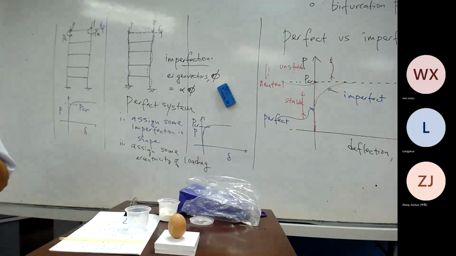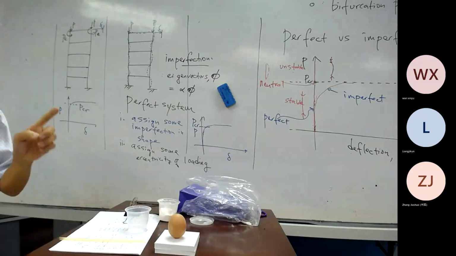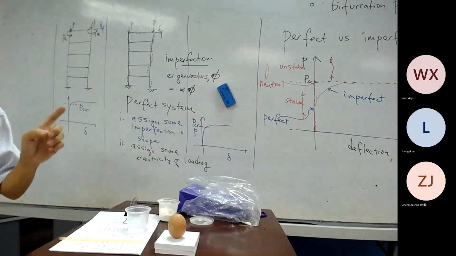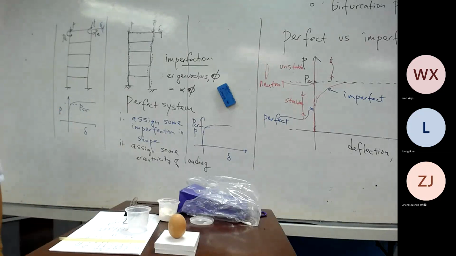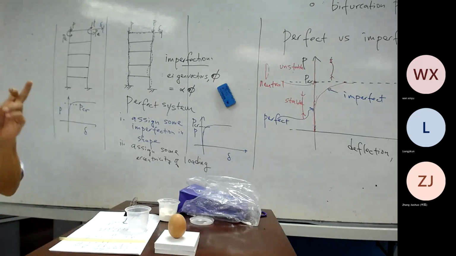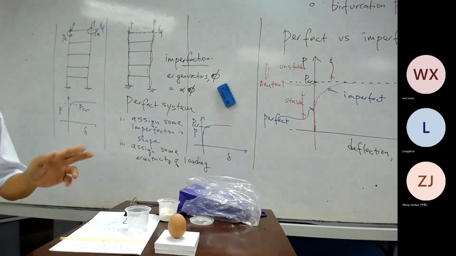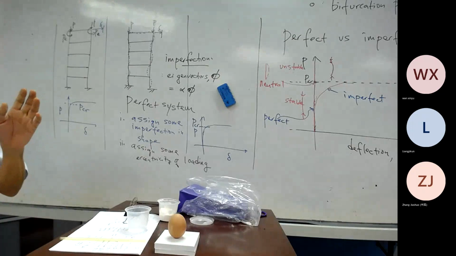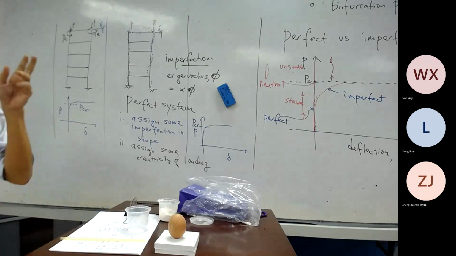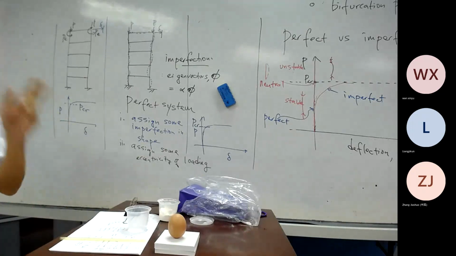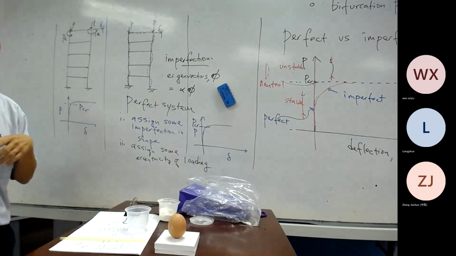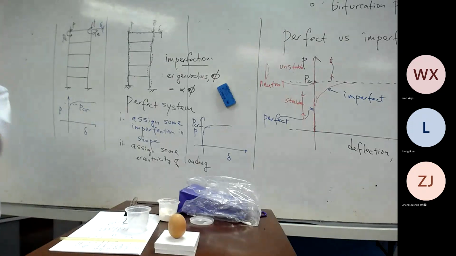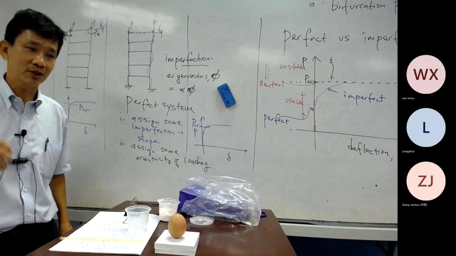Now, is this unstable or neutral? This is in equilibrium. So the state here is neutral or unstable? Unstable, okay. Neutral, okay. Stable, okay. So what is the definition of neutral?